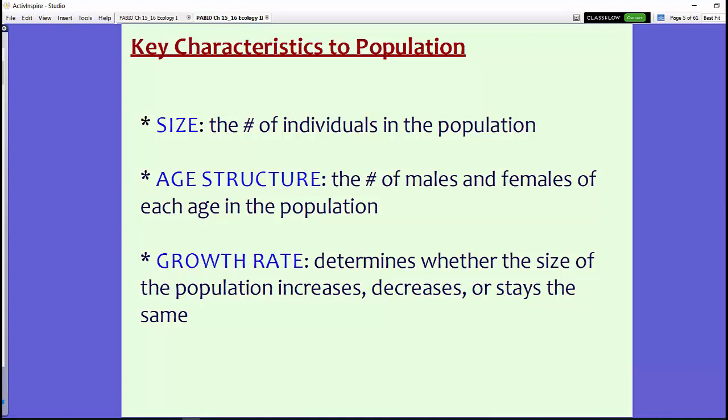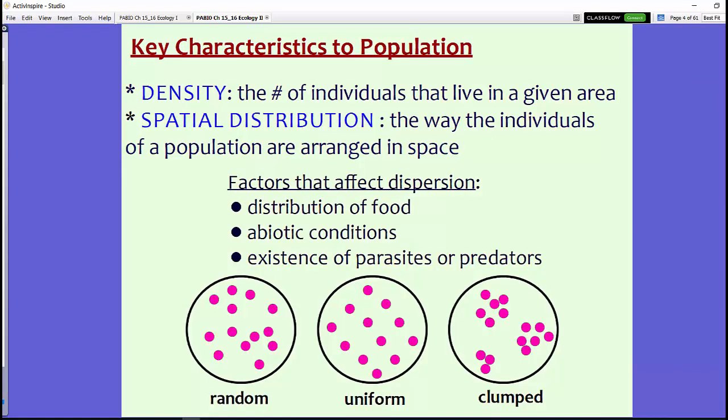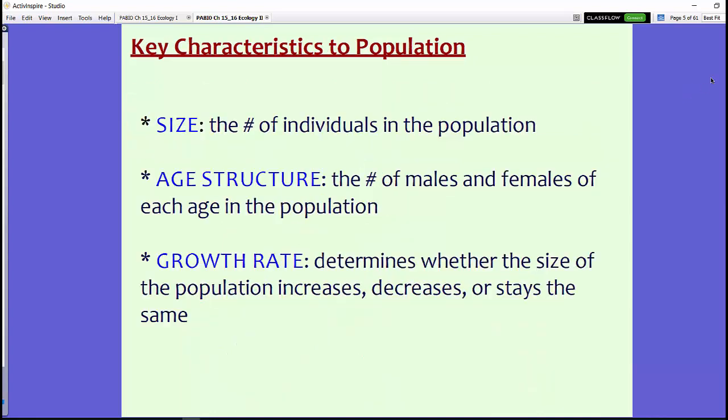A third key characteristic is size. Size is the number of individuals in the population. I'm going to quickly go back to the other slide, because this looks like density, and I wanted to make sure that we understand the difference between the two. Density is the number of individuals that live in a given area. So this is all about area. Versus size, which is the number of individuals in the population.